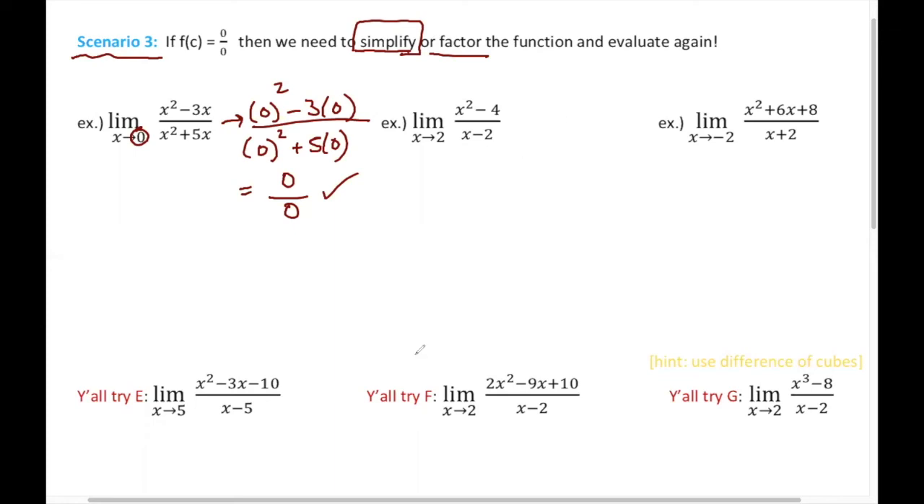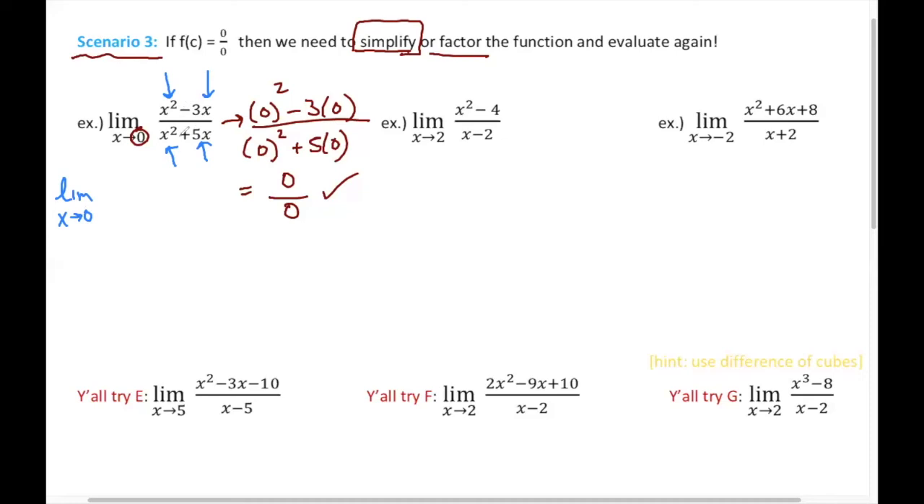So if you look at this one, you should notice that the numerator has x squared and 3x, and the denominator has x squared and 5x. They both contain x, so you can factor it out. So what you need to do is rewrite the limit as x approaches 0. You should rewrite this limit all the way until the final substitution.